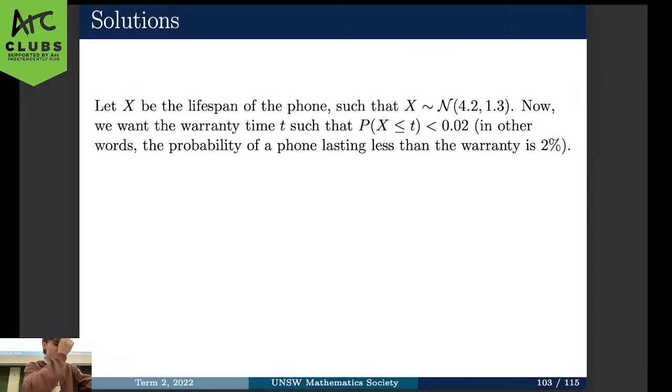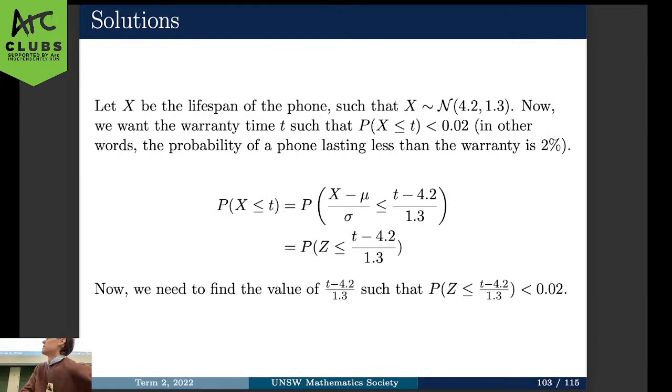So in other words, the probability of a phone lasting less than the warranty time t is 2%. So that gives us the probability of X being less than or equal to t is less than 0.02. First step, we need to standardize it by taking X minus mu on sigma. And now that probability becomes the probability of Z being less than or equal to (t minus 4.2) on 1.3. Now we wish to find the value of (t minus 4.2) on 1.3 such that the probability of Z being less than this value is less than 2%.